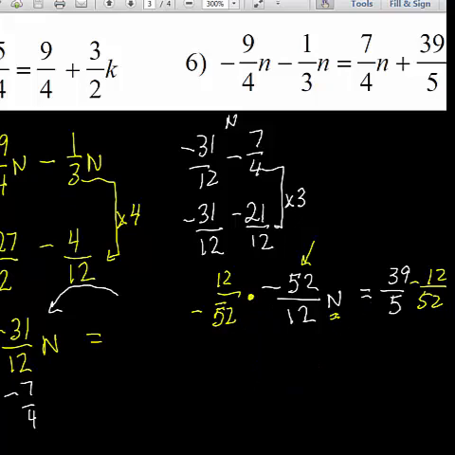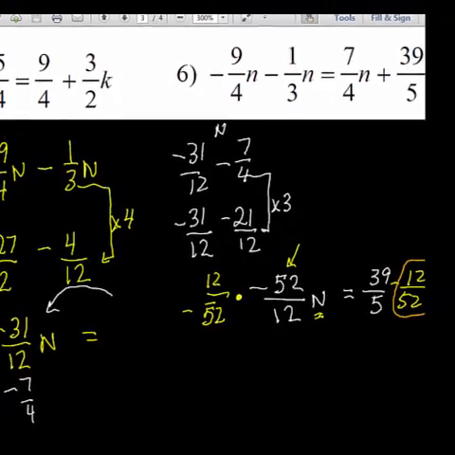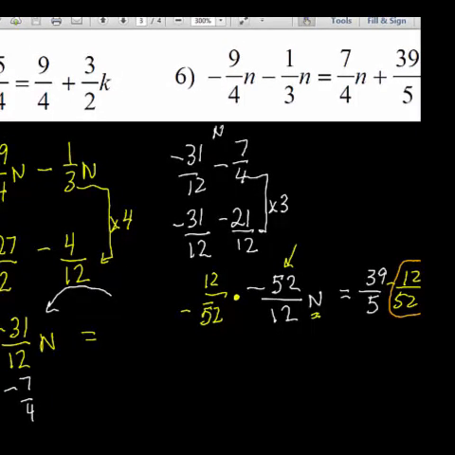All right, always think simplify before you multiply, right? So I want to see, is there any way to simplify this? Well, I've got a 12 and a 52 that I could simplify, because I could divide both of these by 4, or at least we know we can certainly divide both of those by 2. So that gives me 39, and then 12 divided by 4 would be 3. And then I've still got the 5. And 52 divided by 4 is 13.